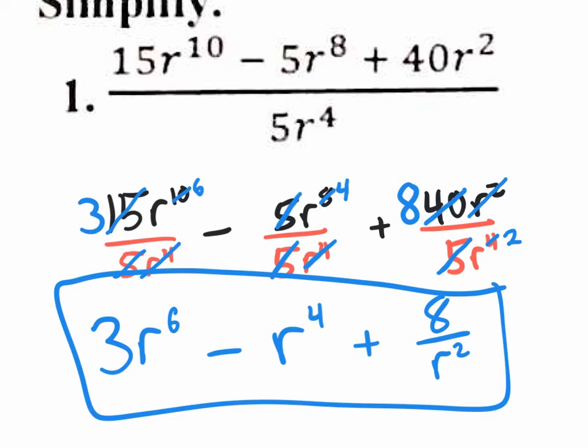Long division would be messed up right here, because on long division, you have to represent every single power that's missing. So you'd have to represent the 9 with the 0 r to the 9th, 0 r to the 7th, 0 r to the 6th, 0 r to the 5th. Like, forget it. That's ridiculous.